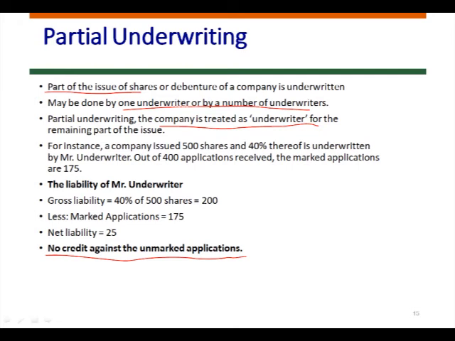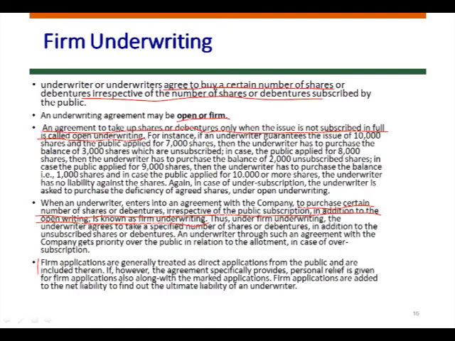So in other cases, if it were full underwriting, we would be giving them the benefit of unmarked applications too, as we discussed in the earlier illustration. Now the third one is firm underwriting. Firm underwriting means that the underwriter or underwriters agree to buy a certain number of shares or debentures irrespective of the total number of shares or debentures subscribed by the public. An underwriting agreement may be open or firm.